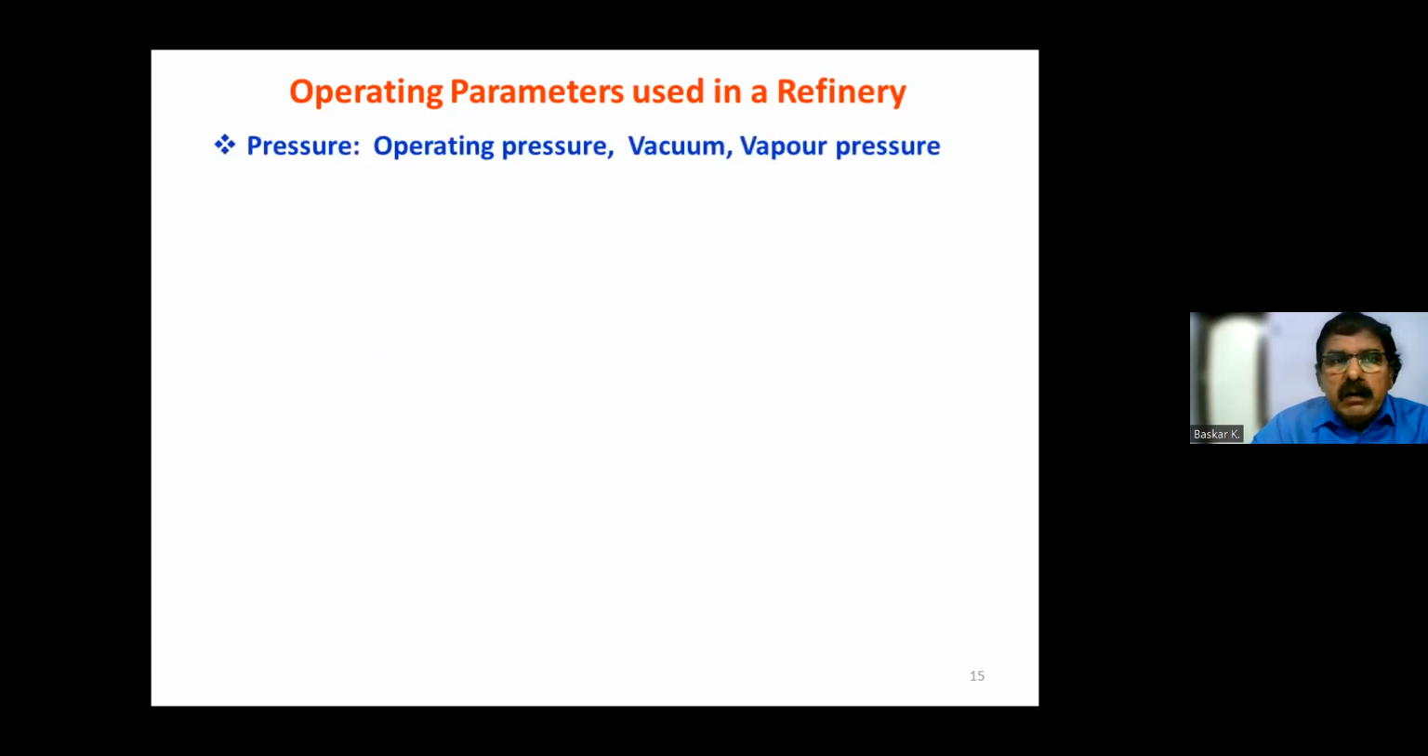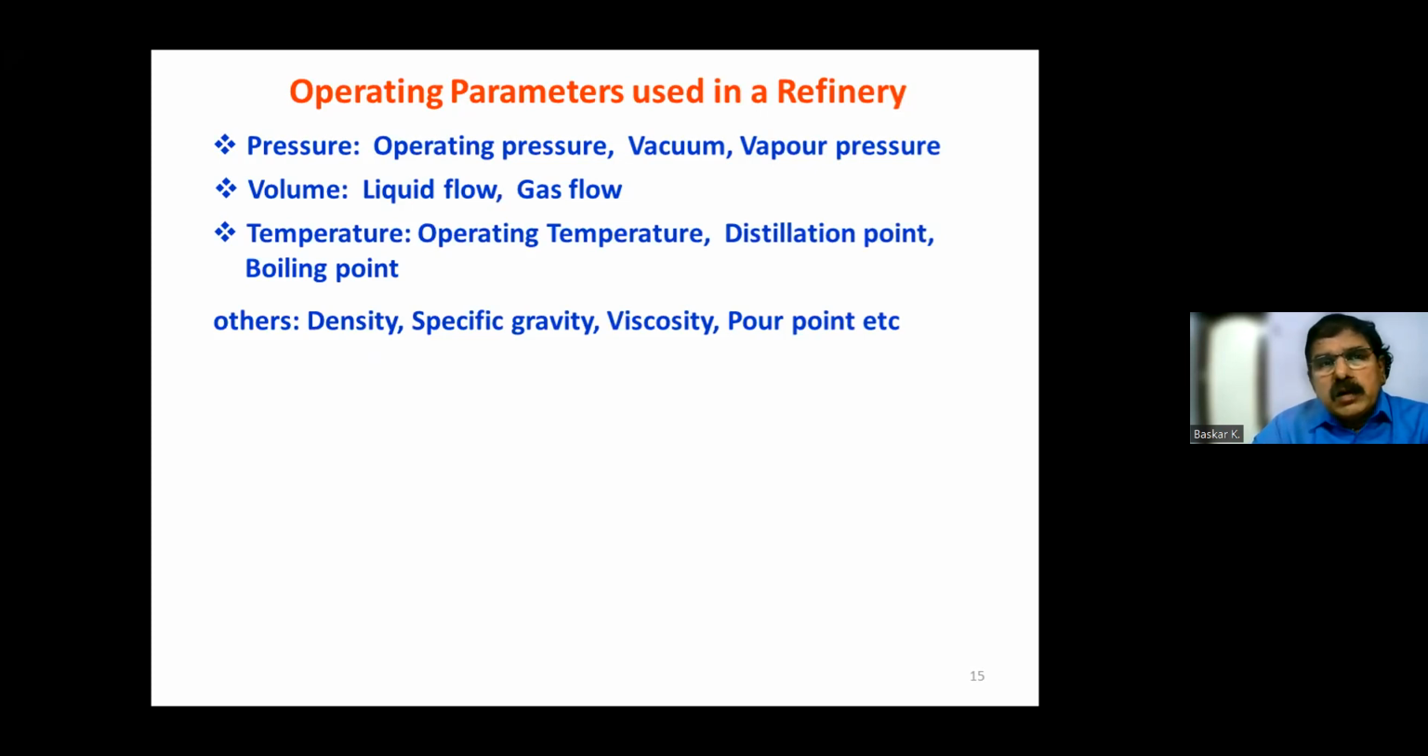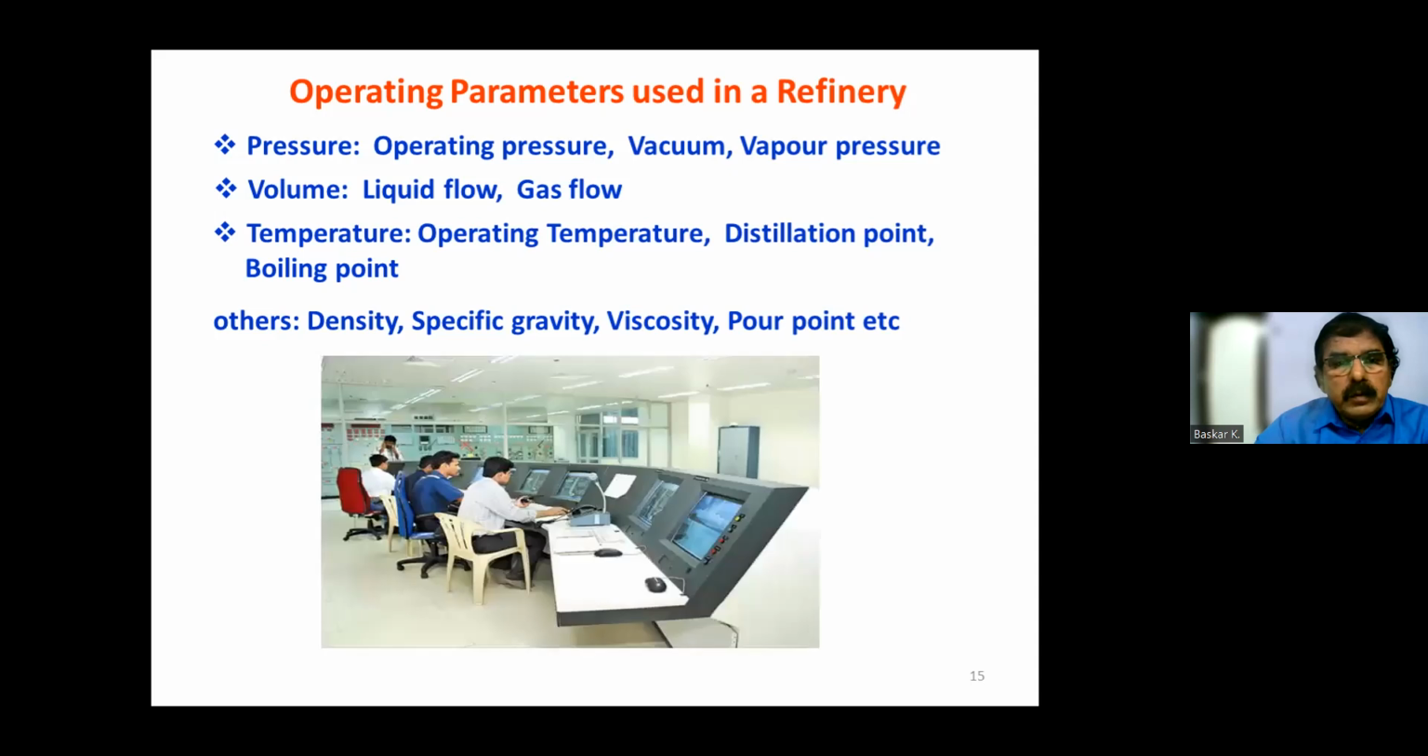The pressure, we have operating pressure, vacuum and vapor pressure of gases. And for volume, we have liquid flow and gas flow. And for temperature, operating temperature, distillation point, boiling point. And other parameters are density, specific gravity, both the same, viscosity and pour point, etc. So these are the parameters used in a refinery for making different products out of crude. And this is a control DCS system where the entire operation is taking place via instrumentation.